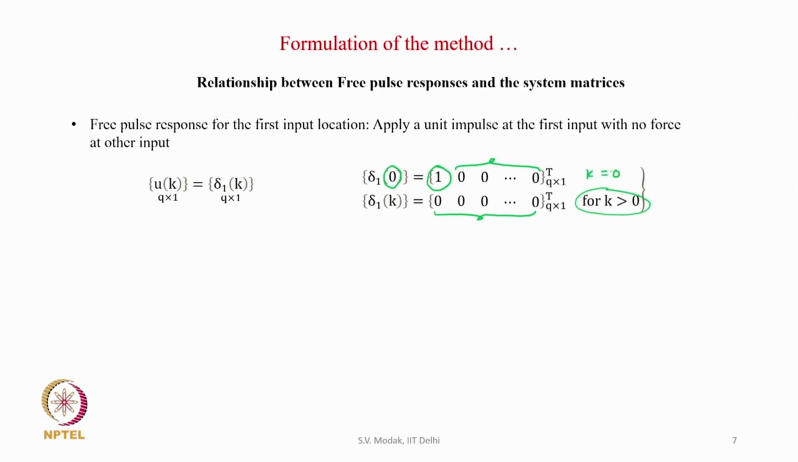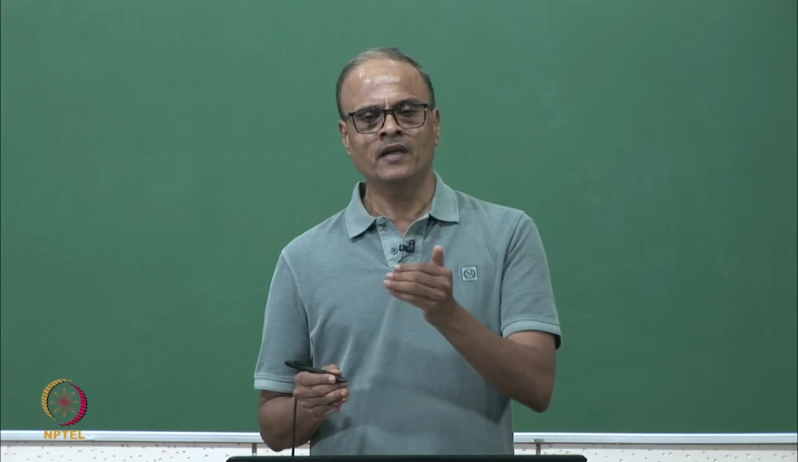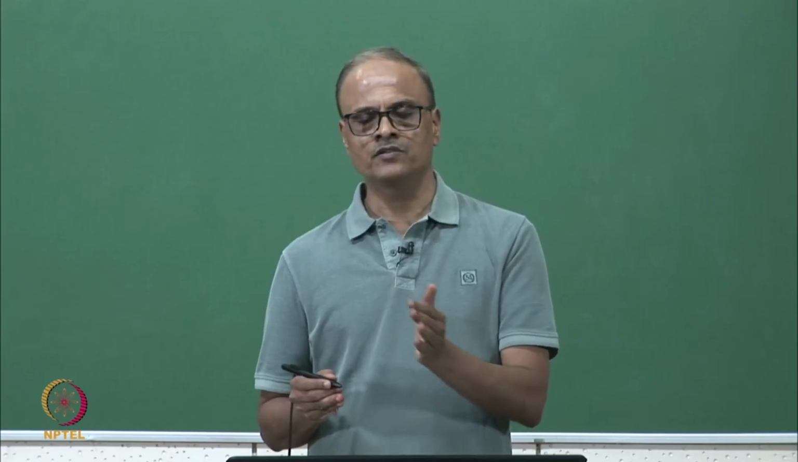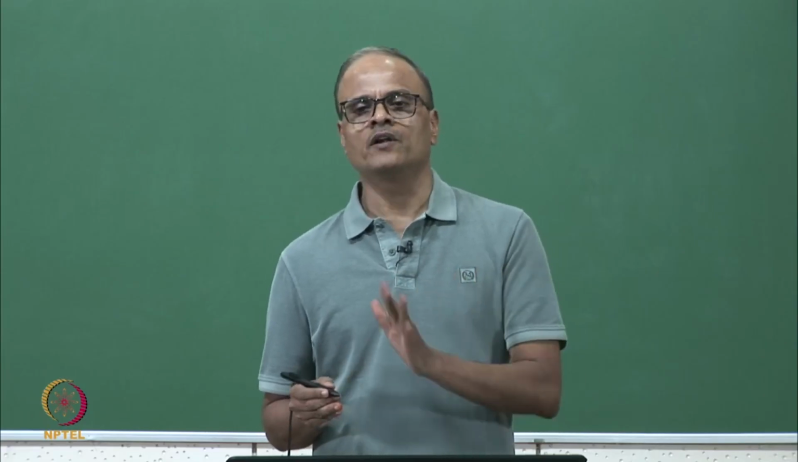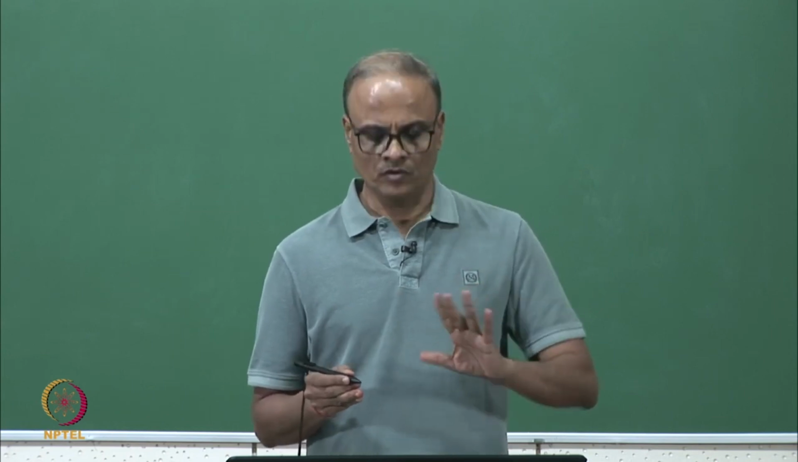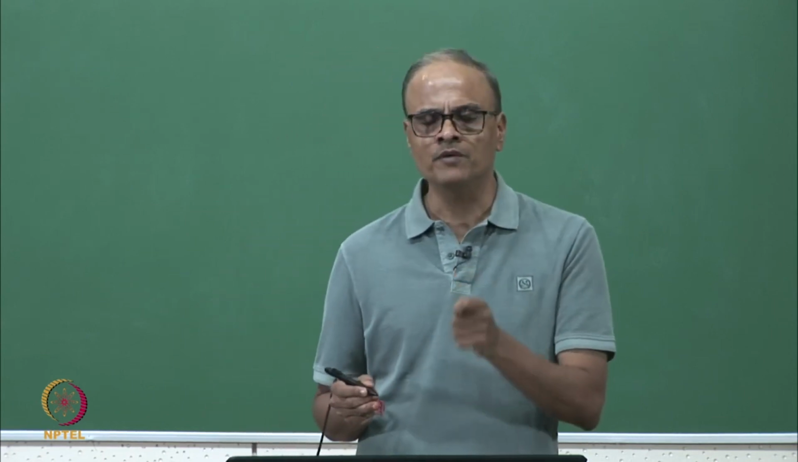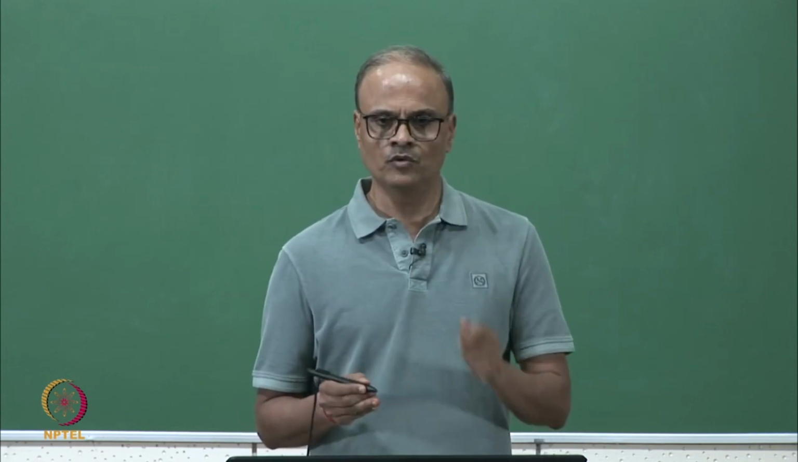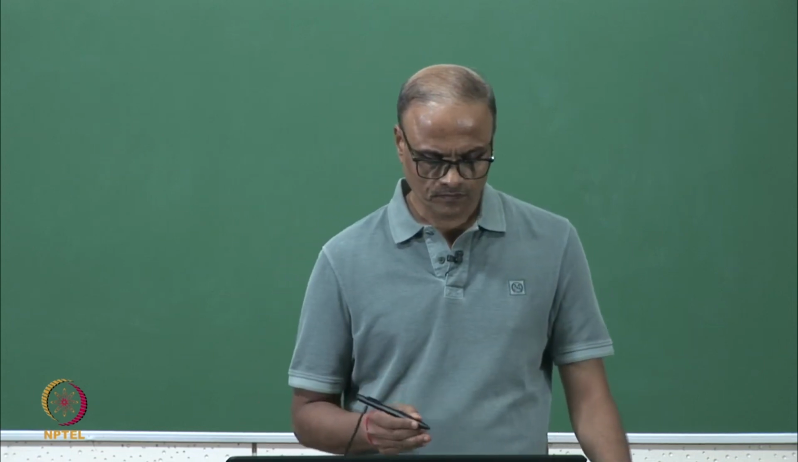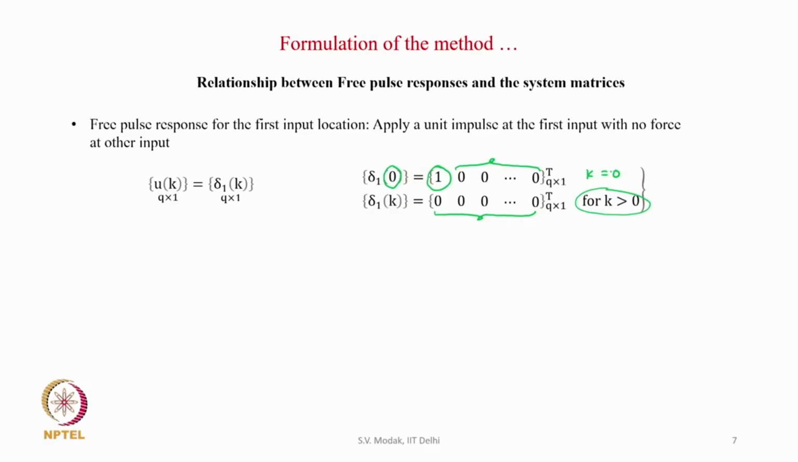So, at the initial instant, at the first instant, we have a unit impulse applied at the first degree of freedom with no input at other degrees of freedom, and then for all the future times, that is k more than 0, there is no input at any of the degrees of freedom. Okay. So, this constitutes an application of unit impulse at the first degree of freedom with no input at other degrees of freedom. So, this is the definition of delta 1k. Therefore, the input vector is vector delta 1k.